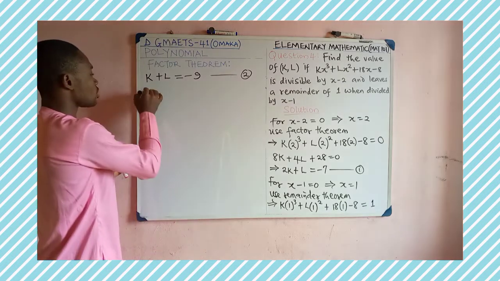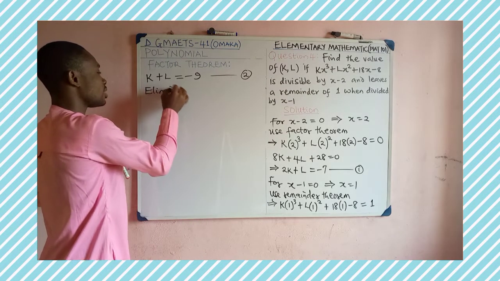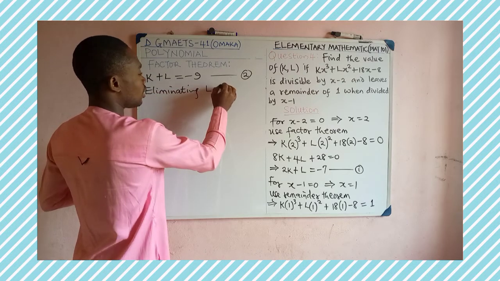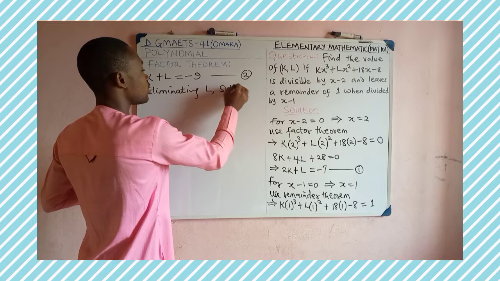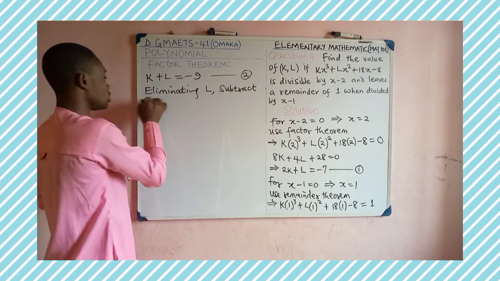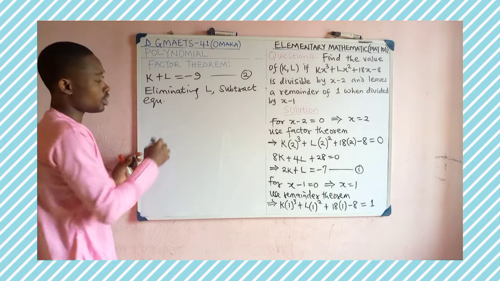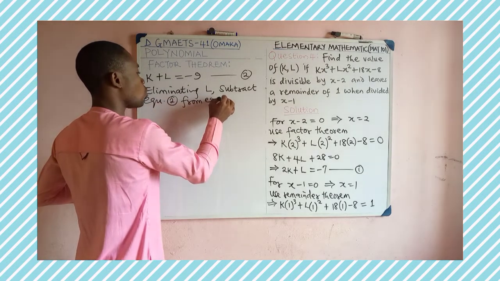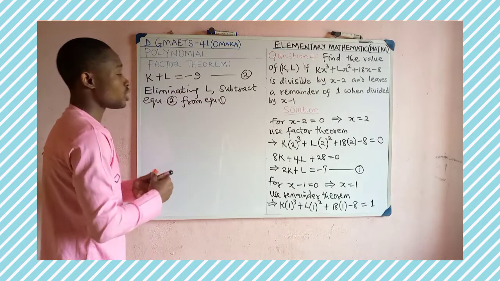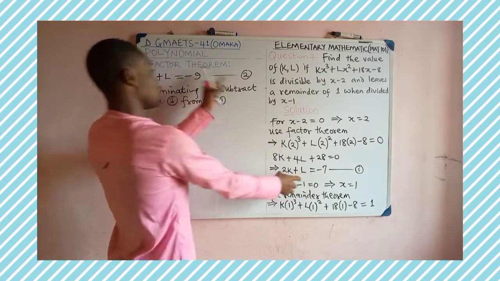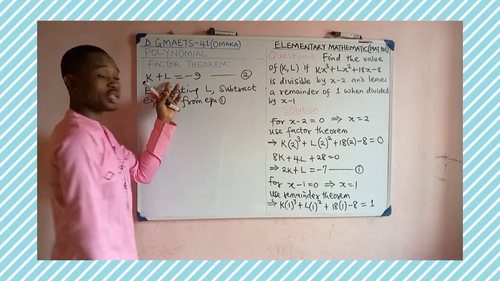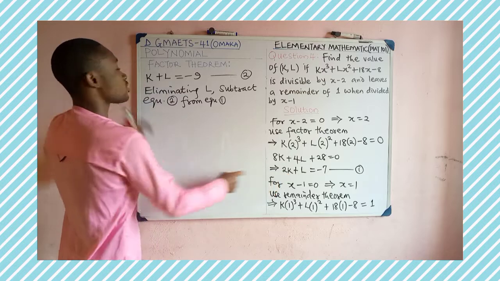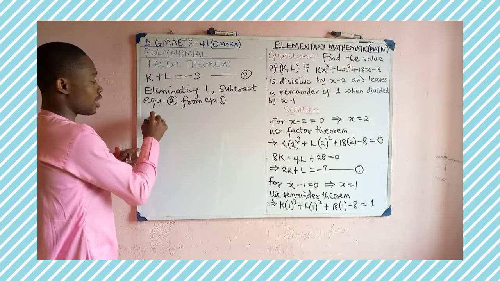So from here, I'm going to write eliminating L. I'm going to do subtract equation. You decide which equation to subtract from the other. So I'm going to say subtract equation 2 from equation 1. What it means is you're going to do 1 minus 2. That's equation 1 minus equation 2. That's the meaning of that. So let's see how it goes. We'll come to the k term. 2k minus k.